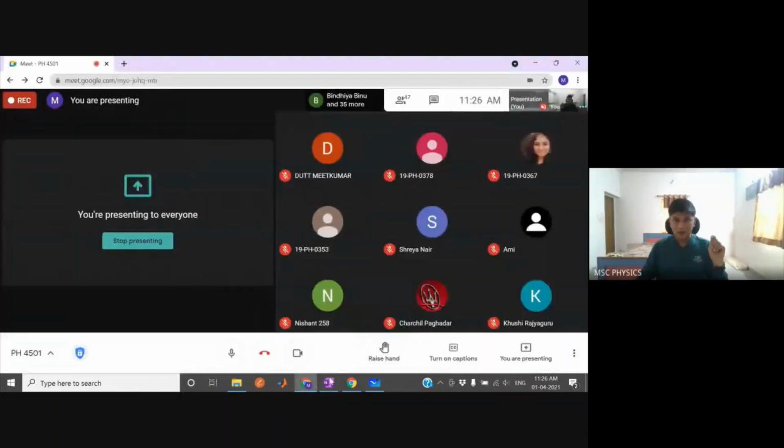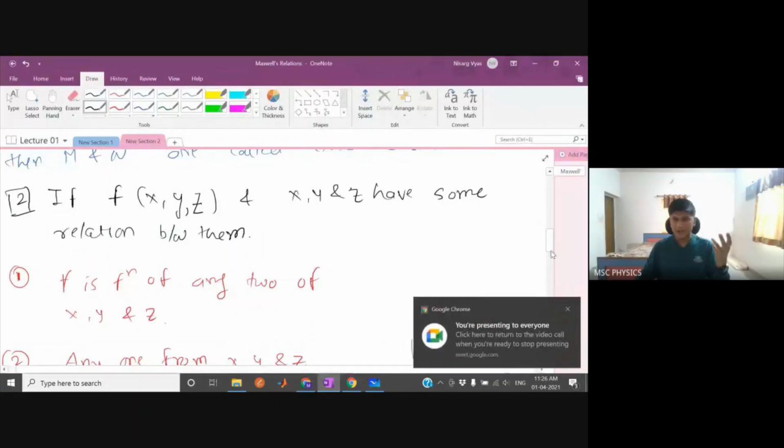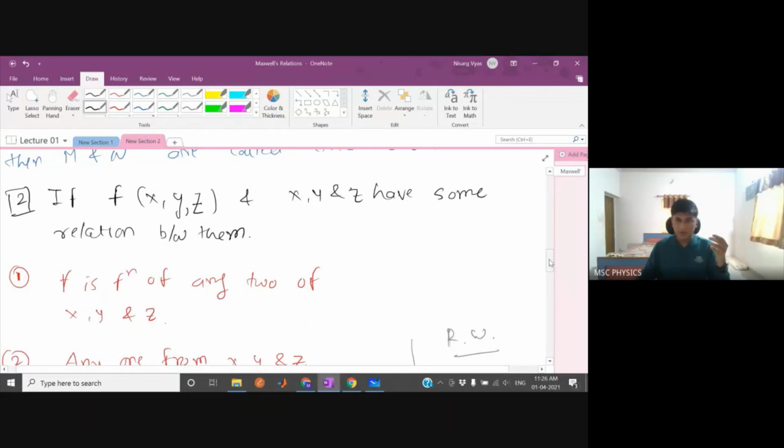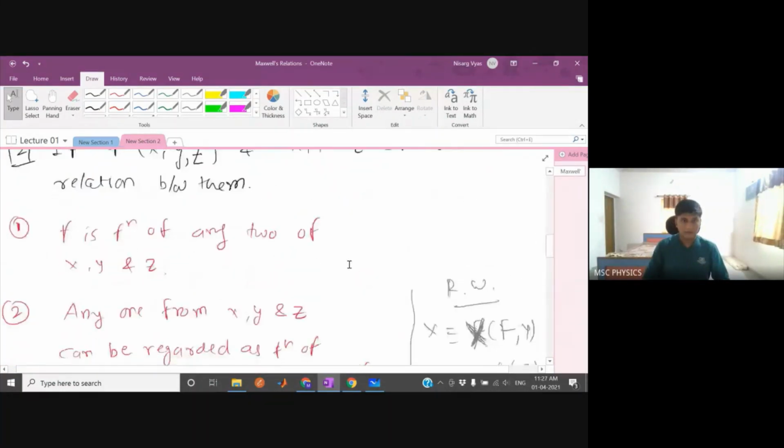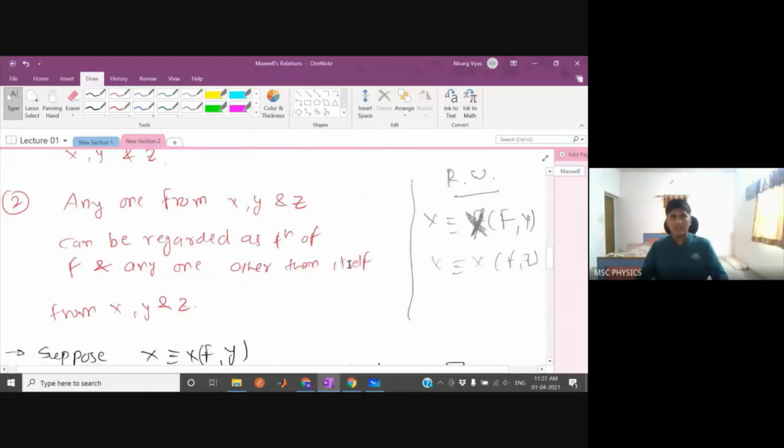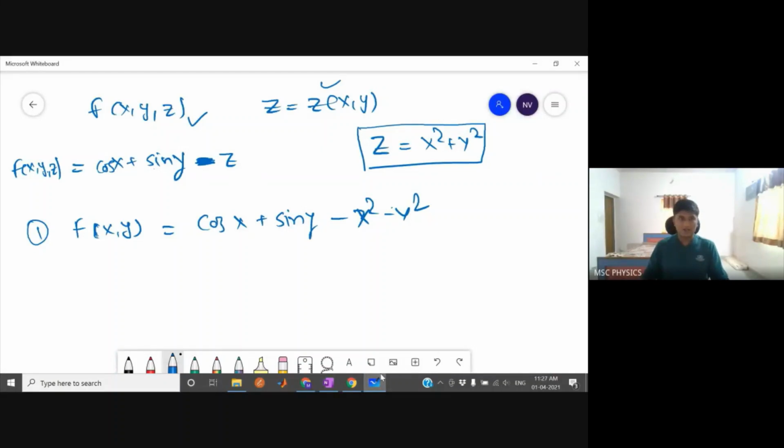Okay, so let's move to the second point, which was our actual doubt. Yes, so this was your actual doubt. Any one from x, y, and z can be regarded as a function of f and any one other than itself. Let me write it like this. So this is the first point.